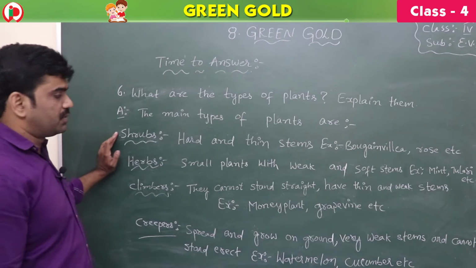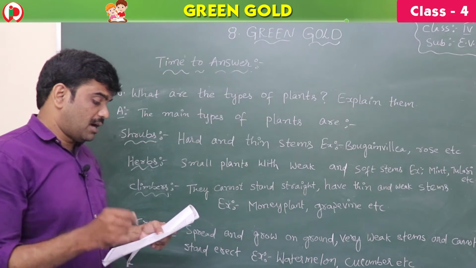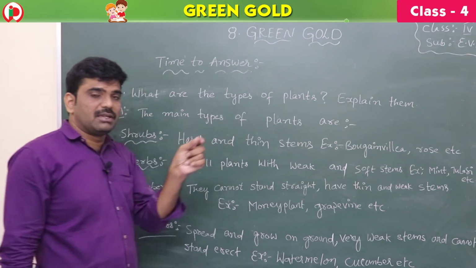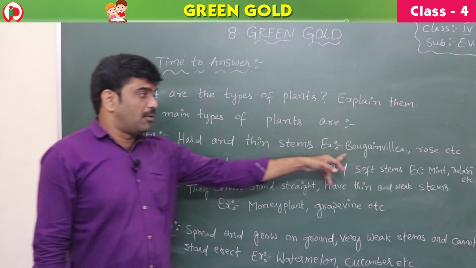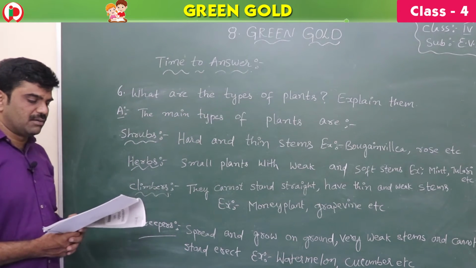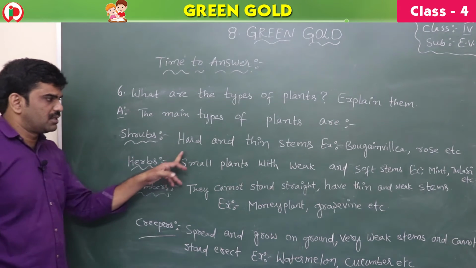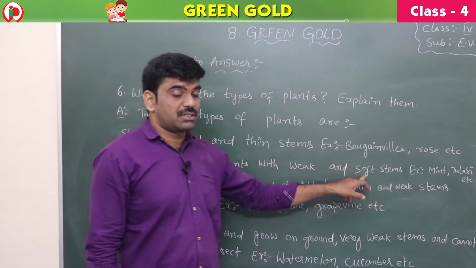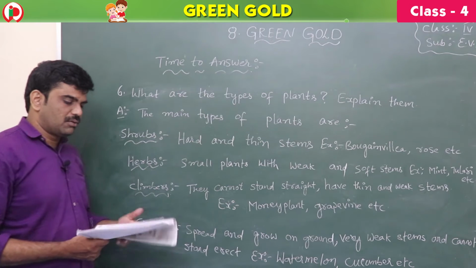First of all, see the shrubs. Shrubs are hard and thin stem plants. The stem is hard but it is thin. Example, bougainvillea, rose, etc. Next is herbs. Herbs are small plants with weak and soft stems. Example, mint, tulasi.